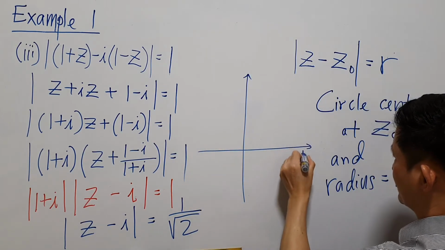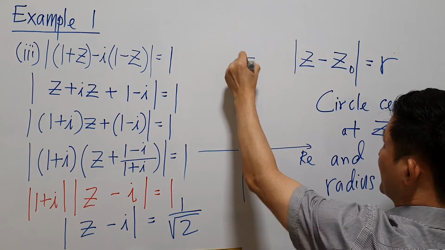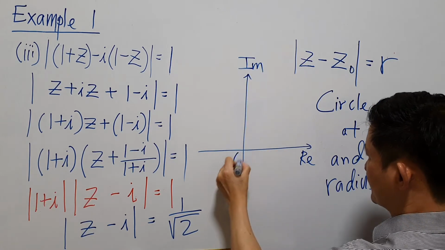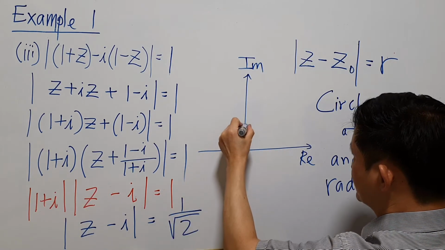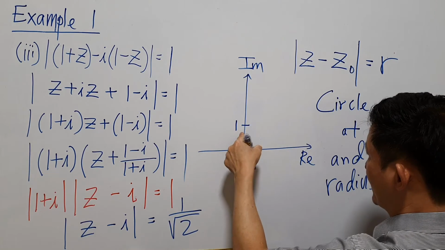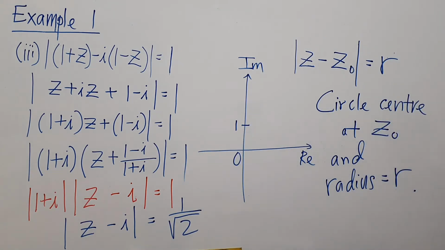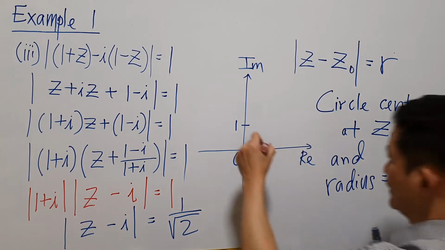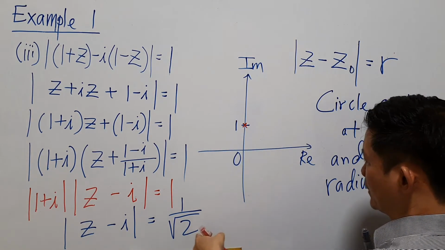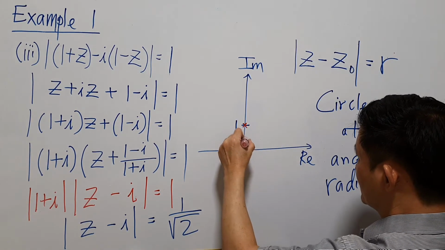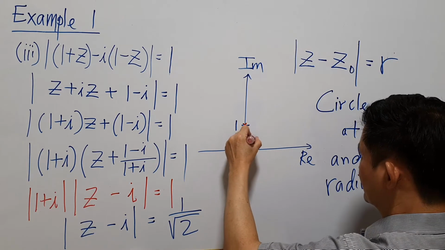Please mark down this as the real axis, the imaginary axis, and the 0. The complex number i is here. Mark this as 1. And then the radius is 1 over square root 2. The center is here, and the radius is 1 over square root 2. It's not too big a number, so your circle should look something like this.